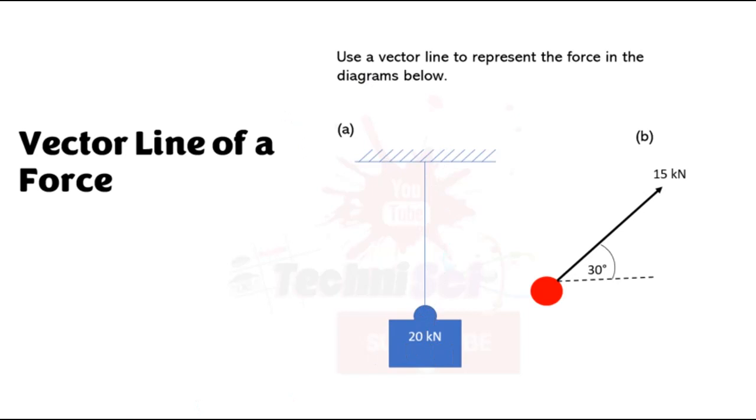So, let me just get my pen. This weight on the string is pulling downwards. So this force is pulling downwards. Therefore, when we are representing this, we will represent this vector line in this direction, and we remember we must represent it to scale. We also have this one over here, where you see 1 force, and it is 30 degrees to the horizontal, and the magnitude of it is 15 kilonewtons. So we're now going to jump over to AutoCAD and represent this.